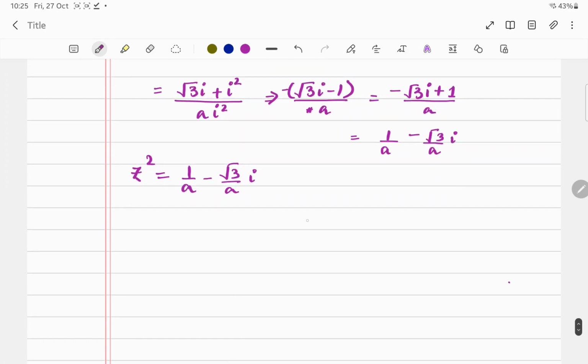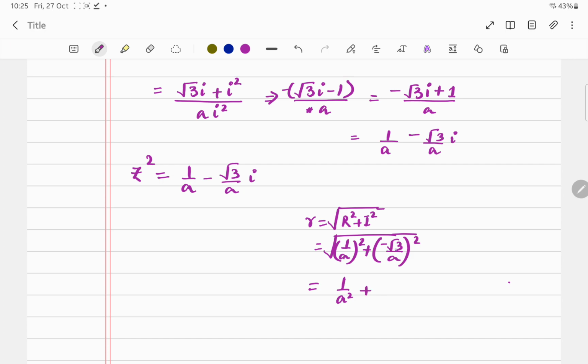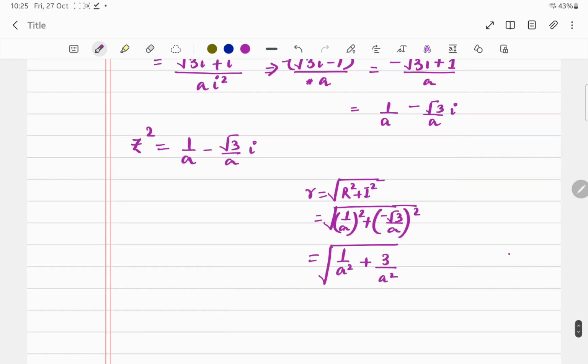So first let's find r. r is equal to the square root of the real squared plus imaginary squared. So square root of (1 over A) squared plus (minus root 3 over A) squared. So 1 over A squared plus, minus squared is plus, root 3 squared is 3 over A squared, and you have the square root of that. If I simplify this, I will get 4 over A squared, and root of 4 is 2 over A. So that is our r value.